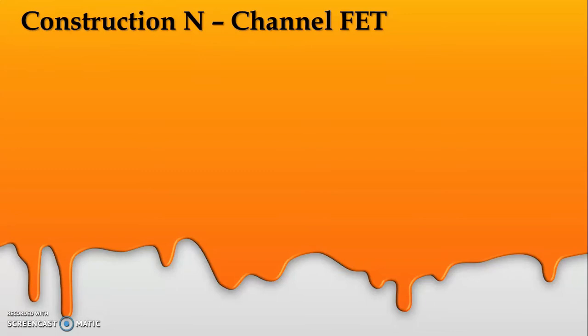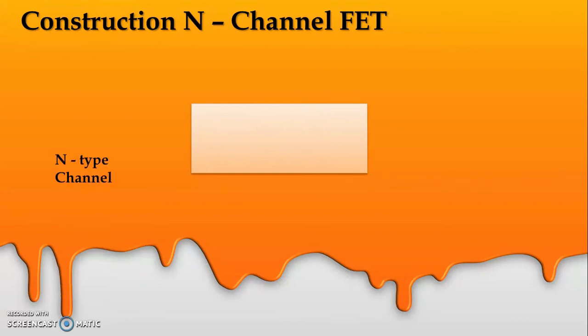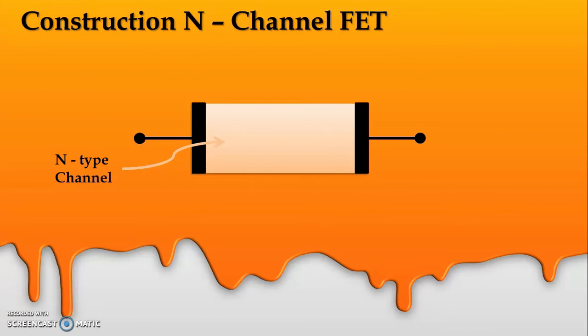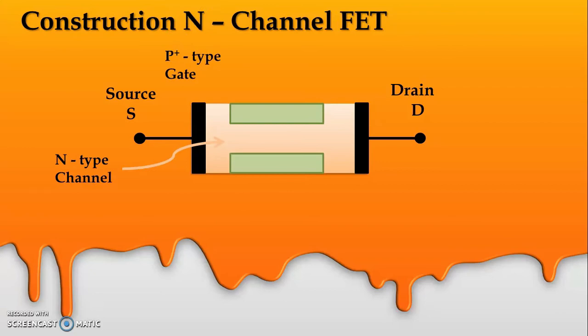Let us start with the construction of N channel field effect transistor. We have N type of channel. So N type of semiconductor material lightly doped is taken, and that is known as a channel. Two terminals are taken from the N channel, and that is known as a source and drain. Drain is capital D, and source we denote by capital S. It is like a collector and emitter in bipolar junction transistor. Then we have P type of semiconductor material heavily doped on both sides of the N channel, and it is known as a gate.